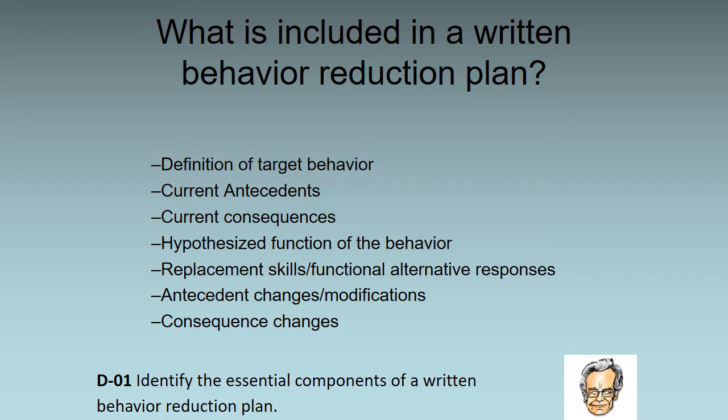It will have an antecedent section. These are antecedent conditions that are designed to reduce the target behavior. It will have a replacement skills or behavior section. This teaches what the person can do instead, and also when you should reinforce the appropriate behavior. And it will have a consequence or reactive strategy section. These are procedures that are to be followed when the behavior does occur.